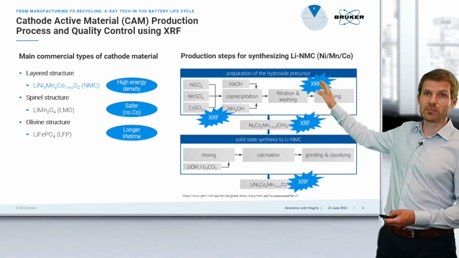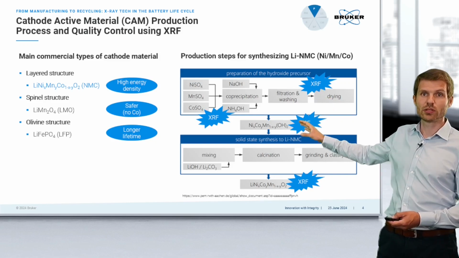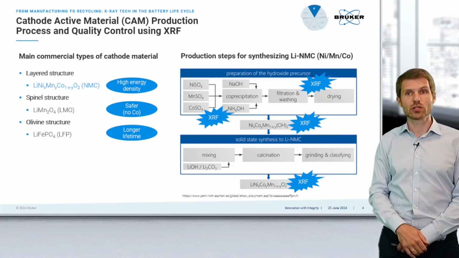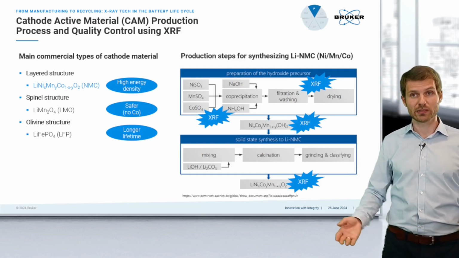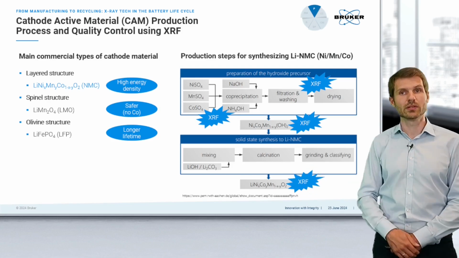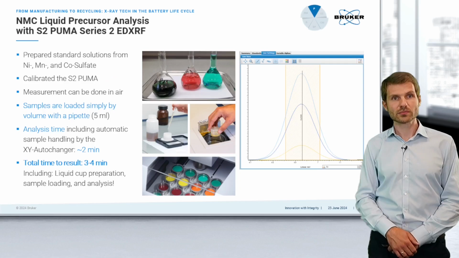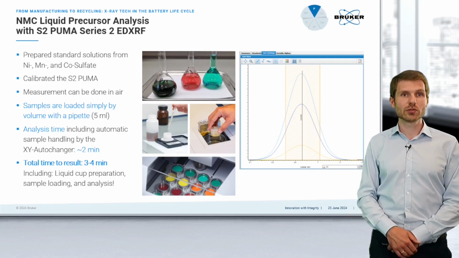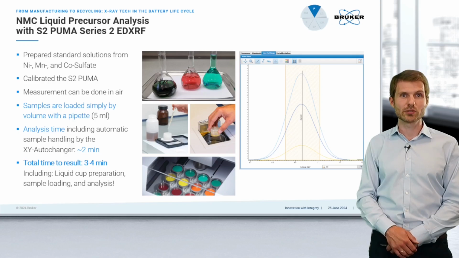Later on, we can measure the recovered solvent for process control. We can measure the hydroxide precursor. Again, we would look into metal ratios and purity. And last but not least, we can, of course, also measure the cathode active material. I will show you a few examples of such measurements, starting here with liquid precursor analysis.